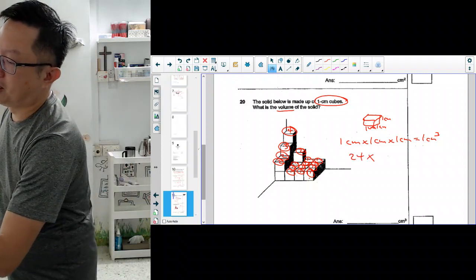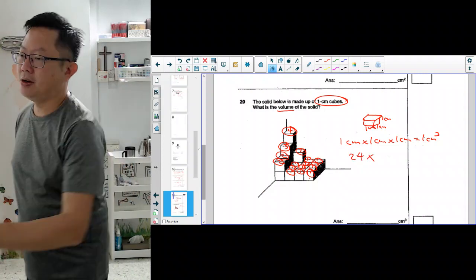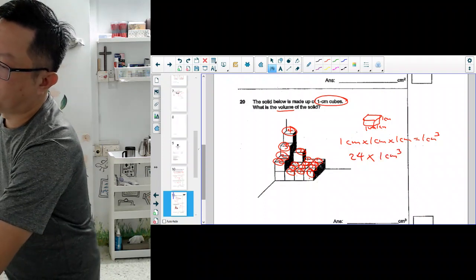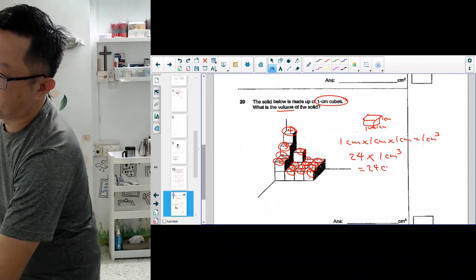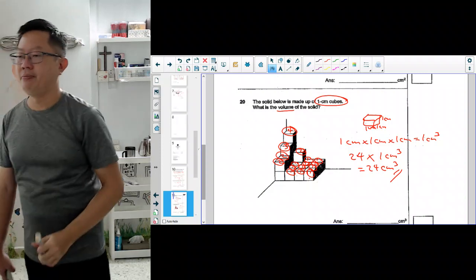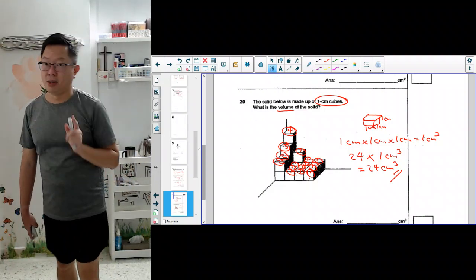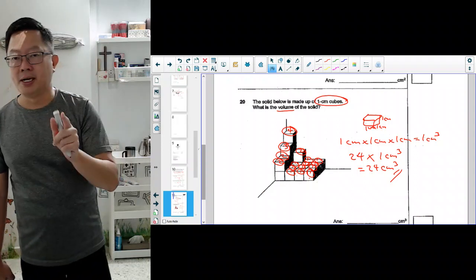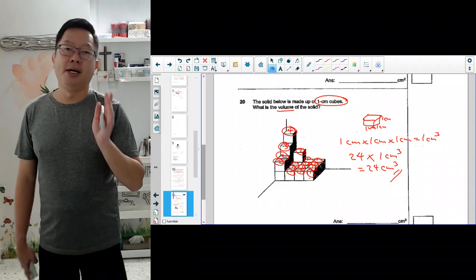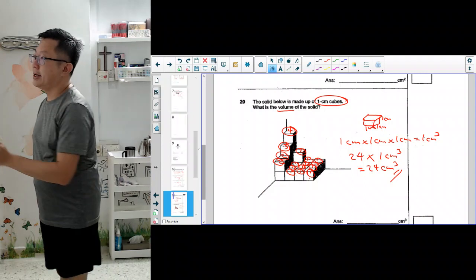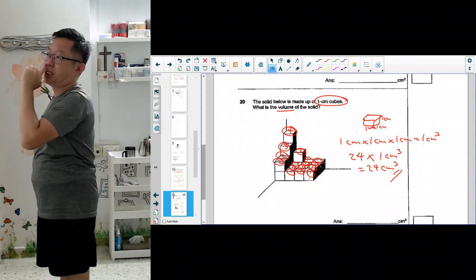So what's the volume of 24 cubes? 24 times the volume of 1 cube, and you get the volume of the solid figure. Okay, so that's how you get the volume. So you have to find the volume of 1 cube, then you have to count how many cubes are there in the solid figure, then you multiply. Okay, let's go to your 2-mark question.